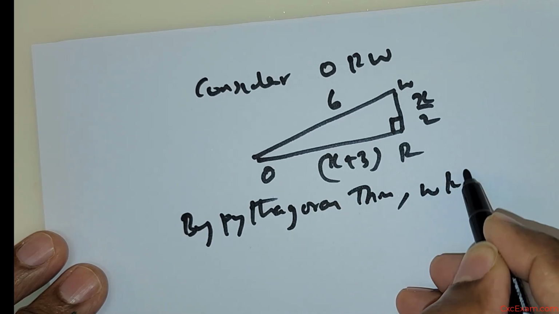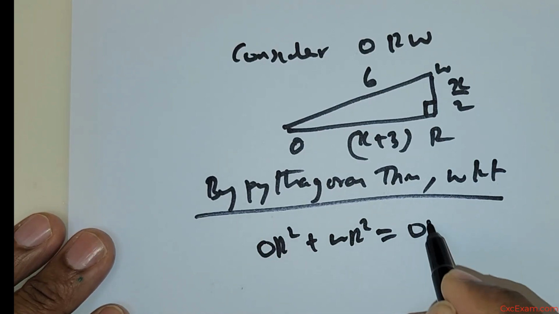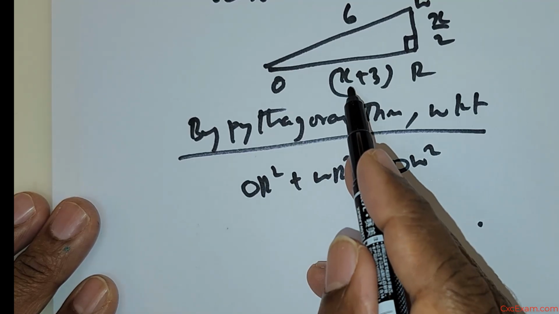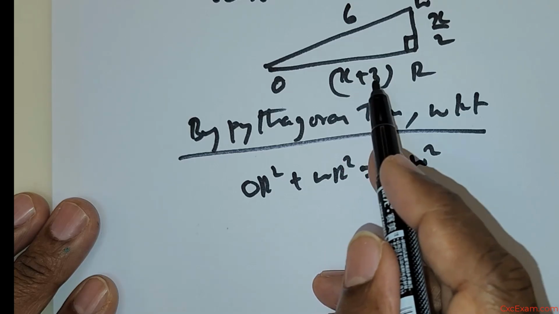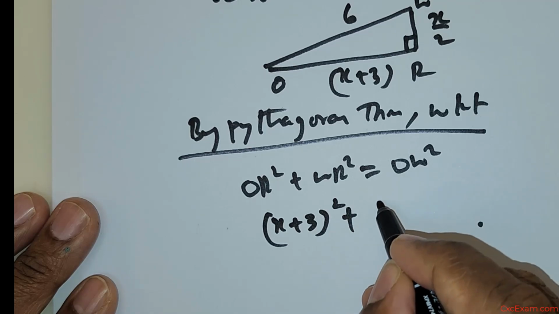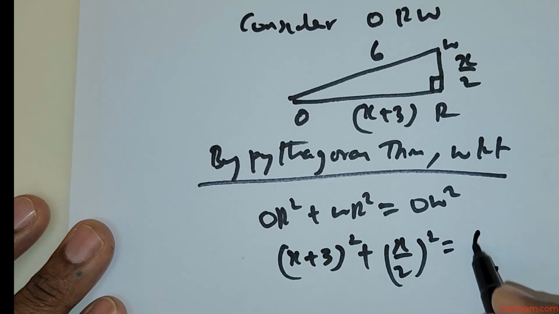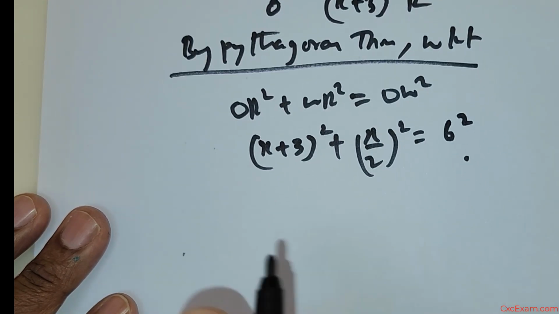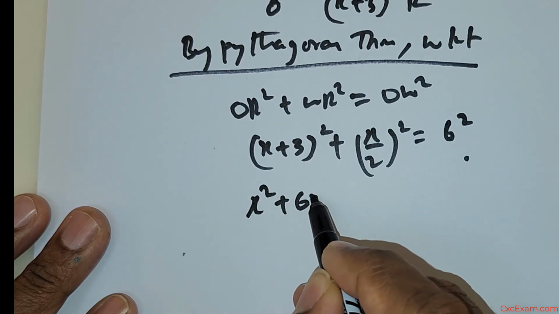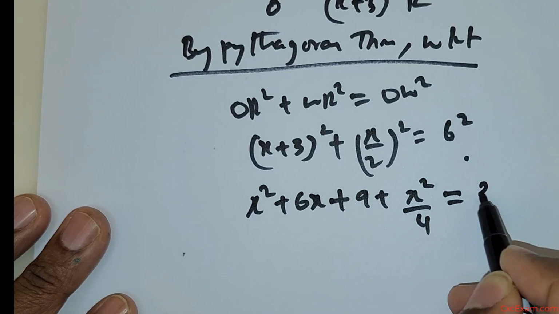theorem, we know that. So what do we know by Pythagoras theorem? OR squared plus WR squared is equal to OW squared. So this is going to be (x plus 3) the whole squared plus (x over 2) the whole squared is equal to OW squared, which is 6 units, or 6 squared. So this is rewritten as x squared plus 6x plus 9 plus x squared over 4 is equal to 36.